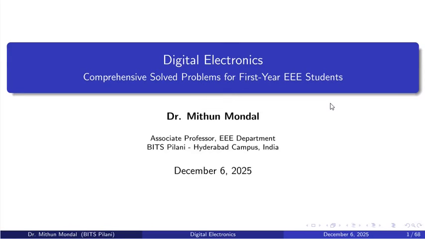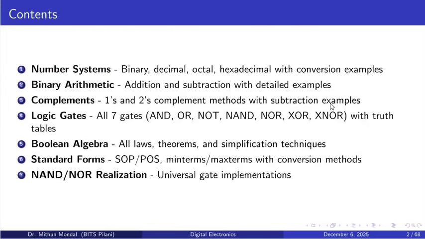So we will solve a few problems on digital electronics, with respect to the first year electrical science course. Let us see first the contents. We will cover the number system and discuss various types of number systems such as binary, decimal, octal, hexadecimal. And we'll see how these numbers are converted from one form to another.